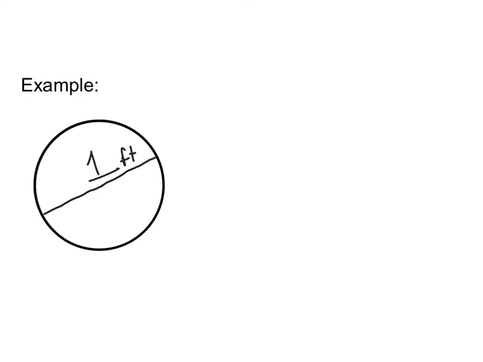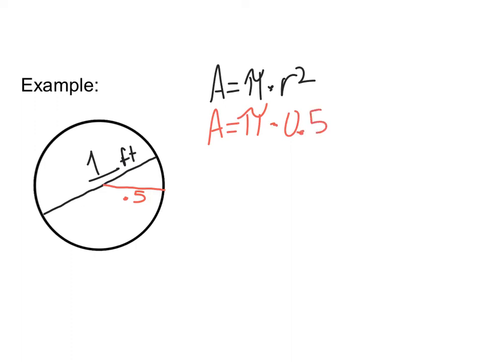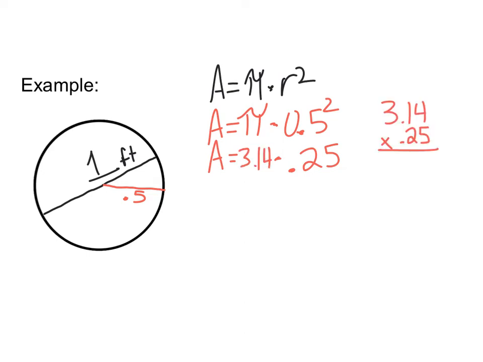This time, let's say we have a circle that has a diameter of 1 foot. Go ahead and pause, see if you can figure out the area of the circle. So once again, I'm going to start by writing my formula, but this time I wasn't given the radius, I was given the diameter. So I'm just going to draw in the radius there, which would be 0.5. So that means what I'm really trying to do is pi times 0.5 squared. And 0.5 squared happens to be 0.25.